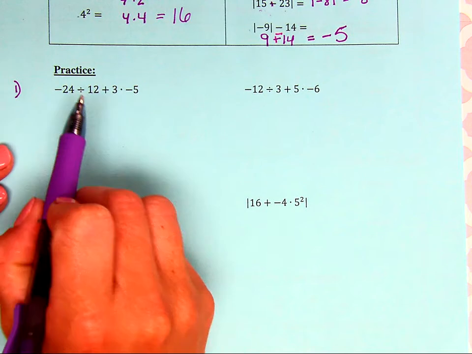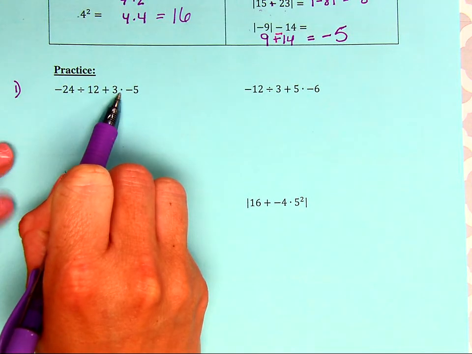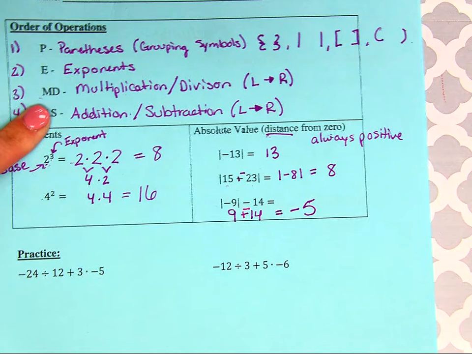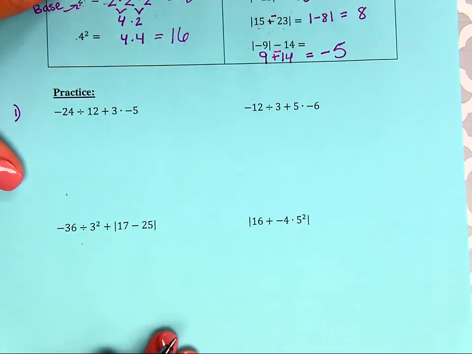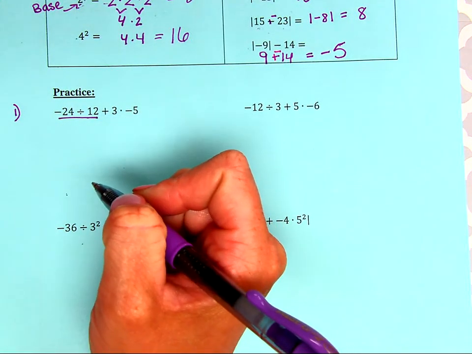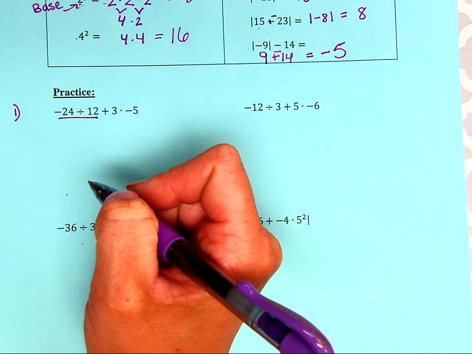So if we're looking at order of operations, I have division and multiplication here. Remember, those are both in step 3, so we're going to do those from left to right. Division comes first. I always like you guys to underline the first step you do. It's really going to help you stay organized. Trust me, just do it.